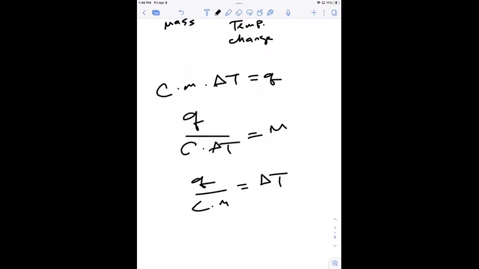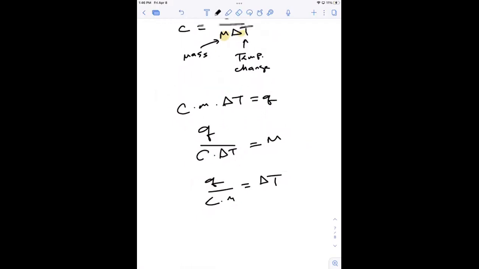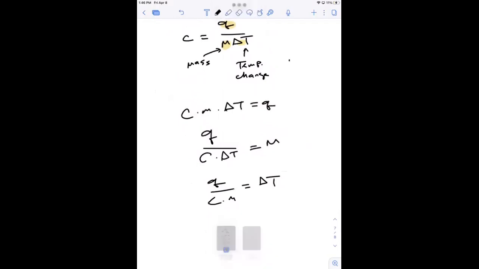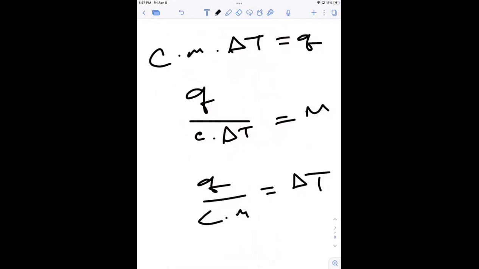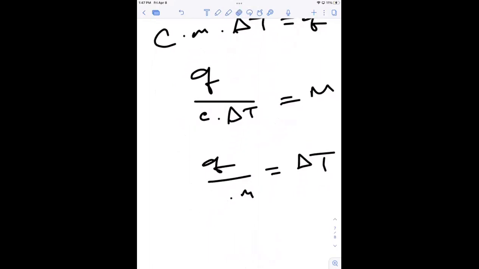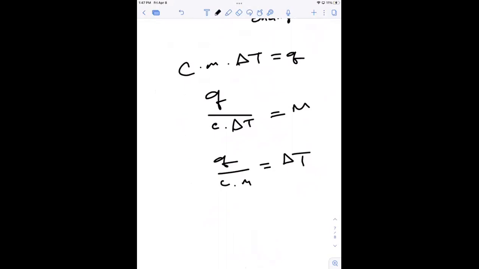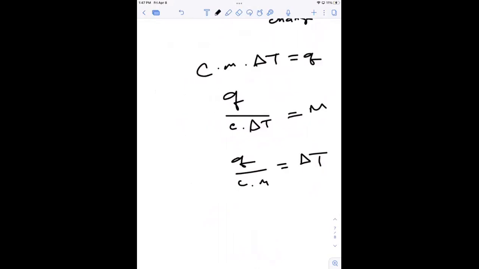Right. So this is important because, again, some of the problems you're going to have to solve involve manipulating this relationship. And as long as you know how to do that, you won't ever be lost as far as how to find a particular term. So before we quit, let's do an example.